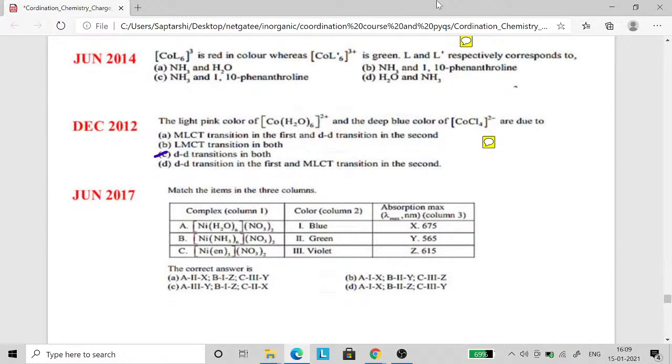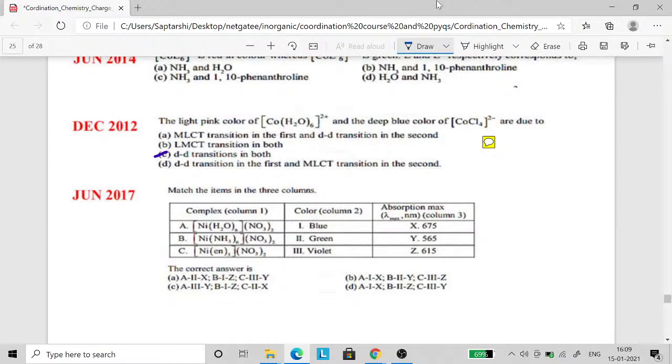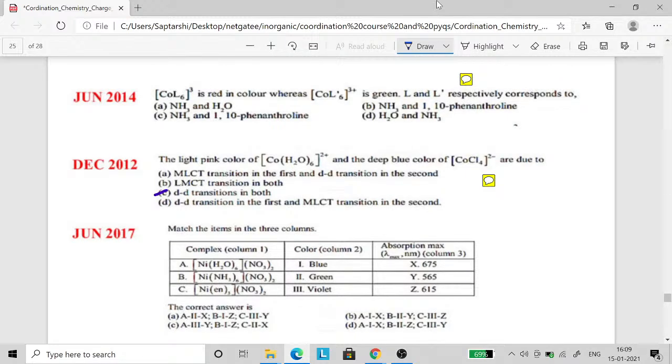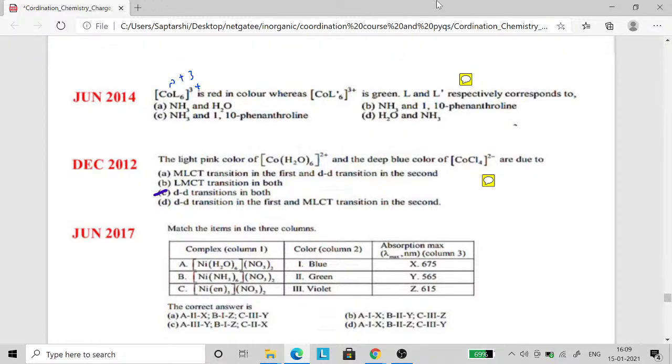Okay. So the next question we have: CoL6 3 minus, I think, is red in color, whereas CoL6 3 plus is green. L and L' respectively correspond to... Okay, so it is 3 plus, I believe. So this is actually red, and this is green.